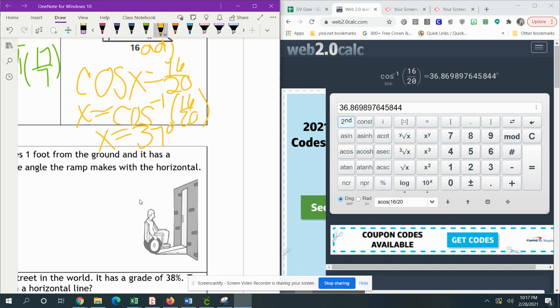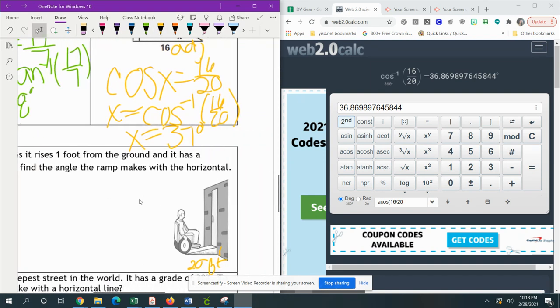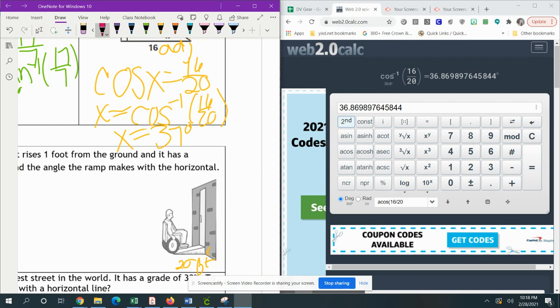Okay, so they give you this little picture, and it says it rises 1 foot for every 20 feet that it comes across. Then it wants to know what is the angle that the ramp makes with the horizontal. So this is the horizontal. It's looking for this angle right here, which makes the 1 the opposite and the 20 feet the adjacent side. So that means we're going to have to use tangent, tan of x.